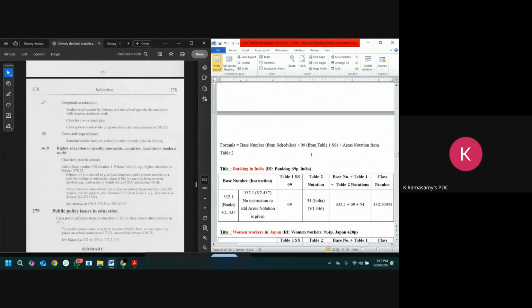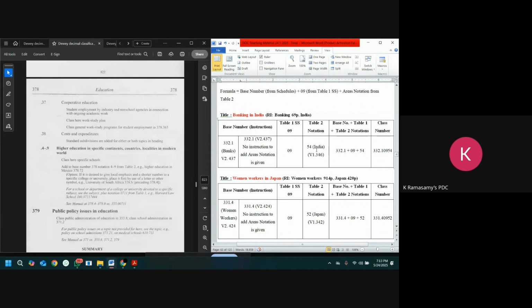Okay, yes. Suppose, for example, sir, there is no instruction given, sir. When no instruction, how can I add area table? Absolutely no problem. You can add it through standard subdivision. Standard subdivision 09 can be used as a phasor indicator, connecting symbol between the base number and the area number.